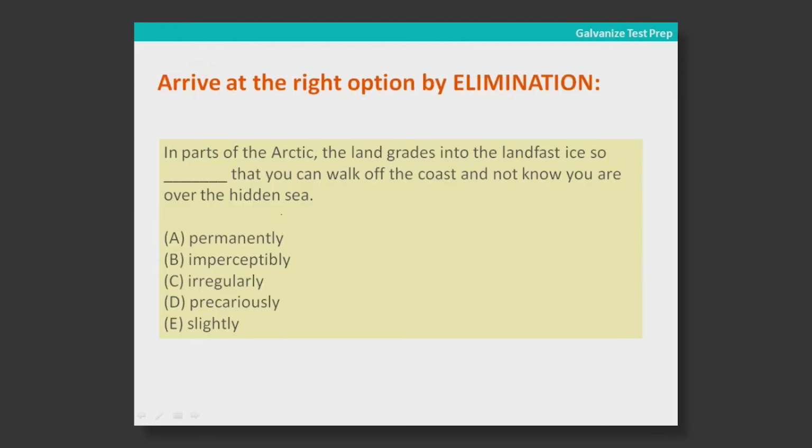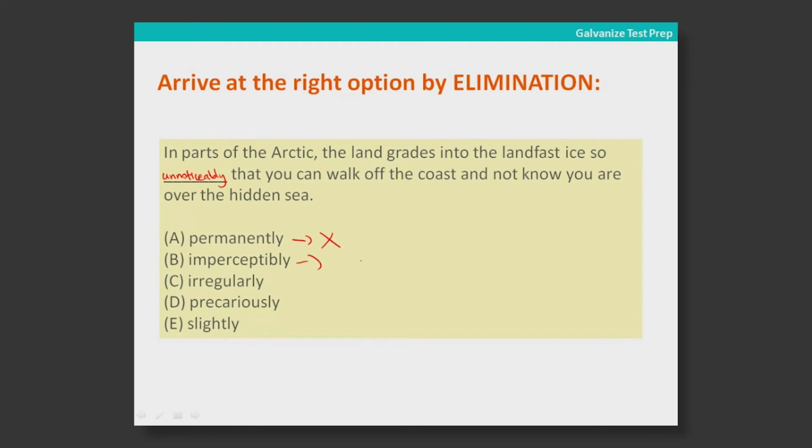All right, so let's take a look at the answer options, keeping our word for the blank in mind. Shall we read the answer options? A, permanently. Permanently means something that stays for good. It's completely irrelevant. It has nothing to do with noticing or not noticing something, so we can eliminate it.